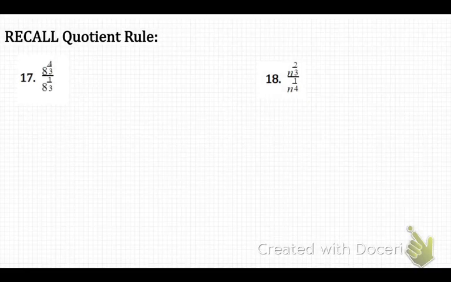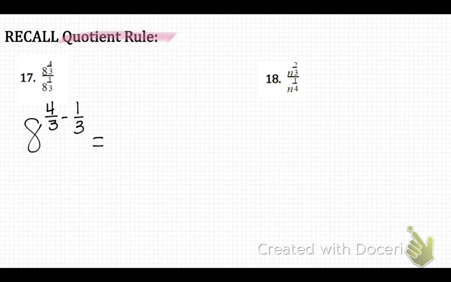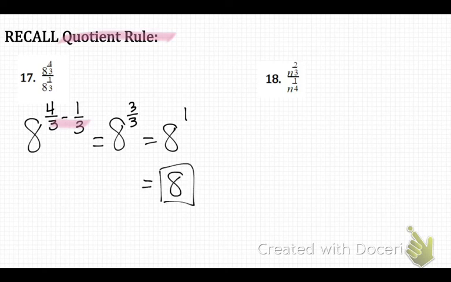Okay, finally, we have recall the quotient rule, backside of your page. Quotient rule is when I'm dividing. When I divide, what happens to the exponents? Subtract. So I have 8 to the 4/3 minus 1/3. What is 4/3 minus 1/3? Good. I have a common denominator. So what is 8 to the 3/3? Can I simplify 3/3? Yes, to 1. So that means the answer is just 8. That's the final answer. Okay? Sometimes it does that.